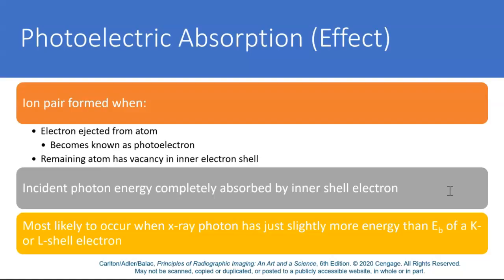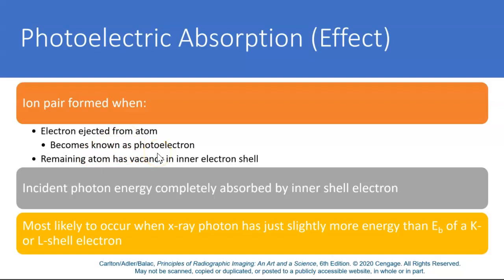All right, now let's go into photoelectric absorption. We deal with photoelectric absorption and Compton. Those are the two that we're dealing with in the diagnostic range all the time. With photoelectric absorption or effect, Bouchon calls it photoelectric effect, and I call it photoelectric absorption according to the other textbooks. When we're dealing with photoelectric effect, we get an ion pair formed when an electron is ejected from the atom and becomes known as a photoelectron.